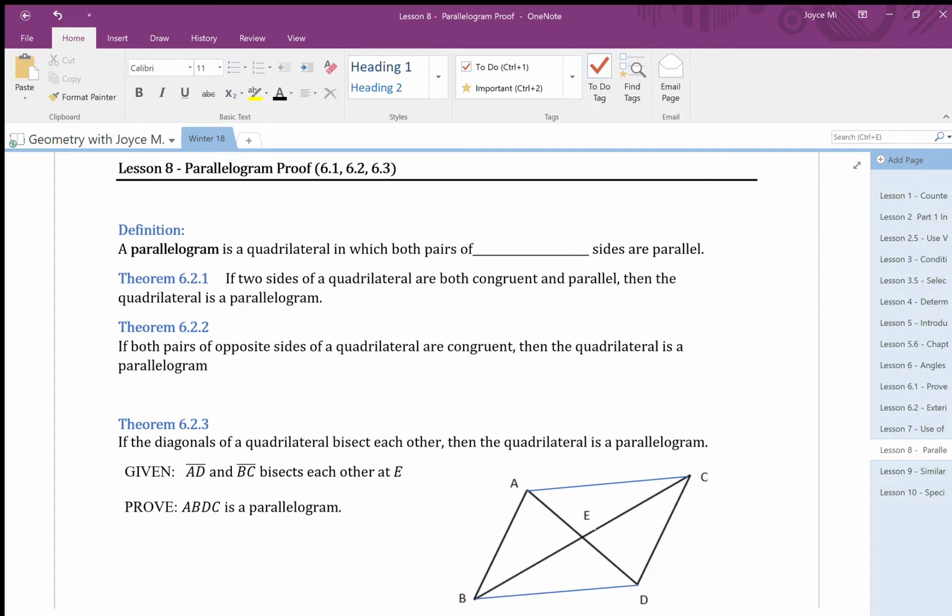Hello, in this lesson I'm going to go over parallelogram proof. Before we start the proof, let's review what a parallelogram is first.